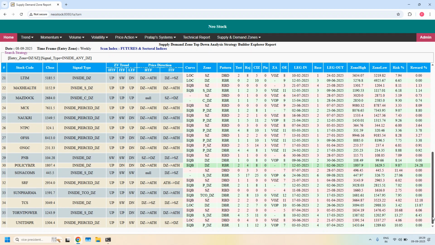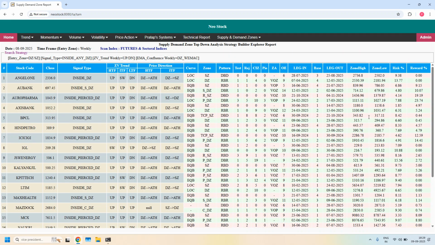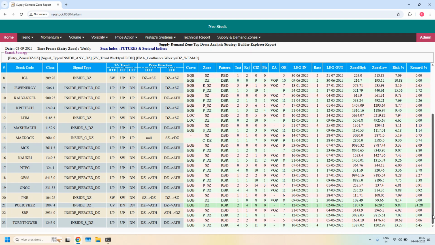We can further filter this list based on weekly demand zone having weekly EMA confluence, and also the trend on the weekly should not be sideways. So we got a reduced list. First 15 stocks in the list. Scrolling the list down. So total 23 stocks are filtered.